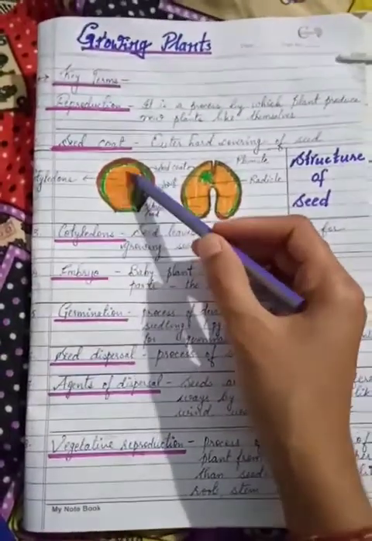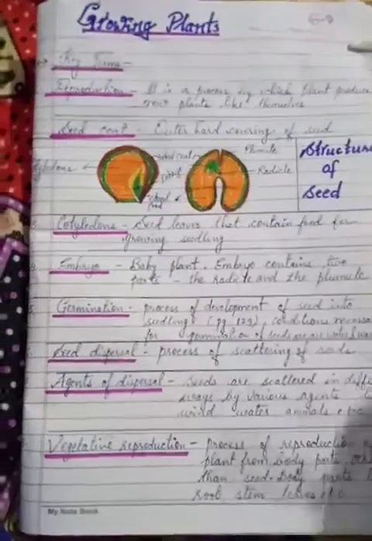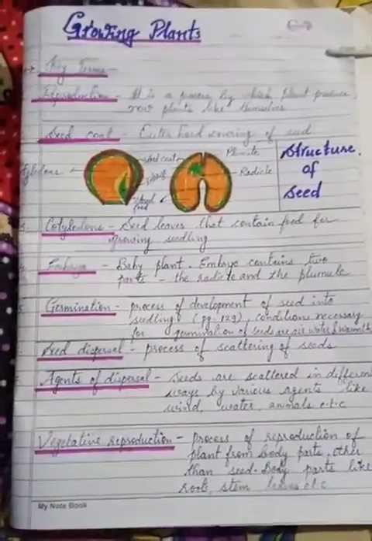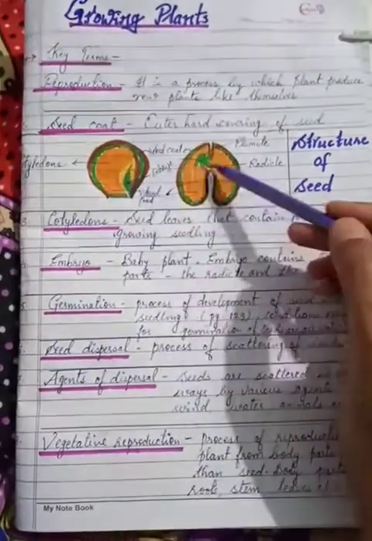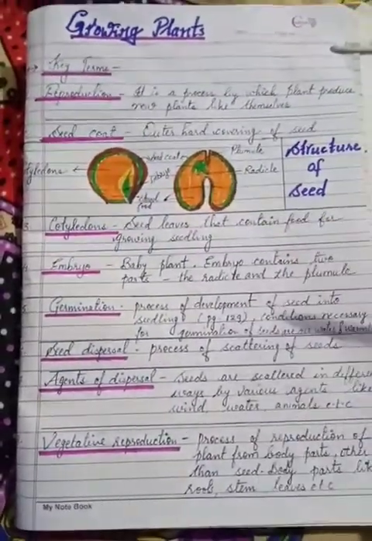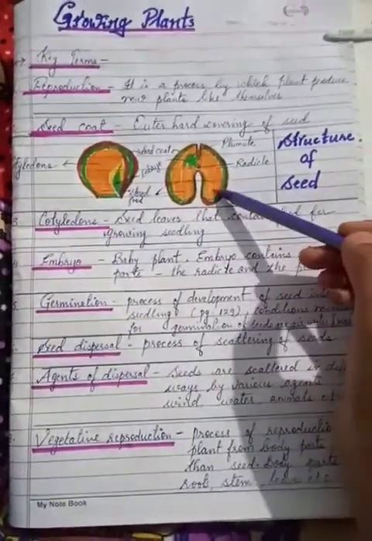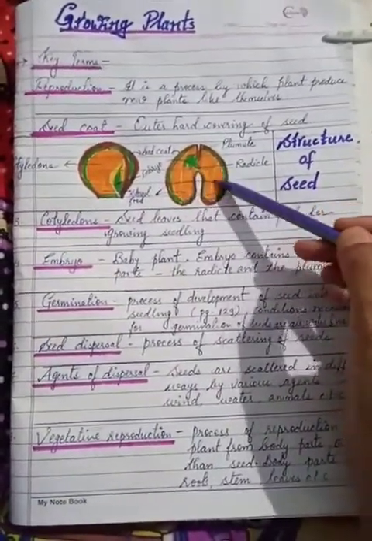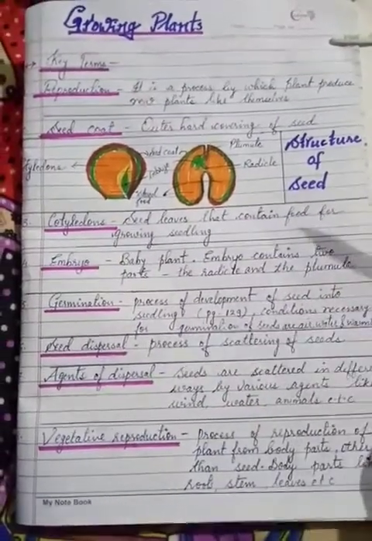Then after that you can look here. It is having one cotyledon, and here it is having two cotyledons. So you may wonder what is the meaning of cotyledon. Cotyledons are also known as seed leaves. These seed leaves contain stored food, and this stored food is used by the plant when it germinates.